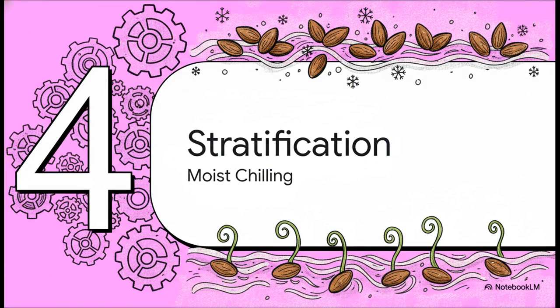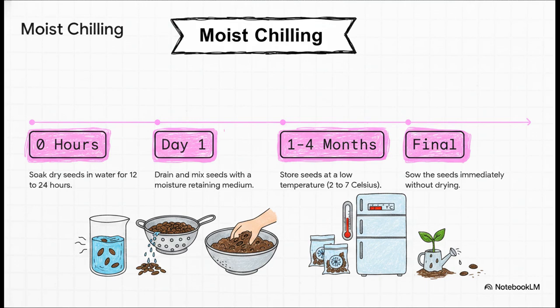Okay, section 4, treatment 2, stratification, also known as moist chilling. Stepping away from the brute force of scarification, we find that Group 3 seeds, the ones with the internal clocks, require a way more delicate and patient approach.